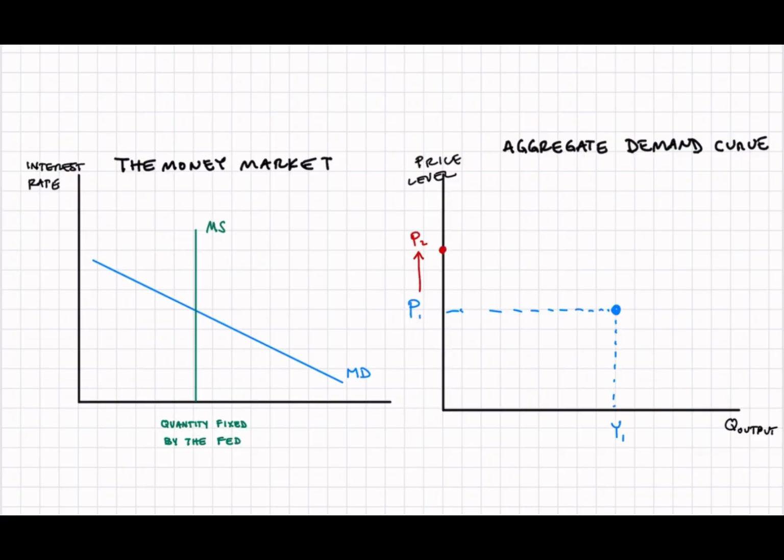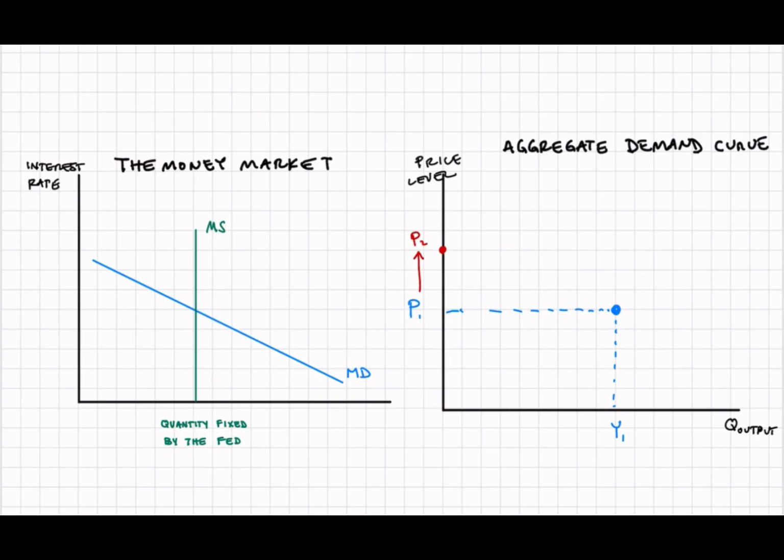The question is, what happens to our output? Well, if the output goes here, then we would have an upward sloping aggregate demand curve. Or if the output goes there, we would have a downward sloping aggregate demand curve. So that's the question we want to ask. And we can help answer this question by looking at the market for the demand for money.